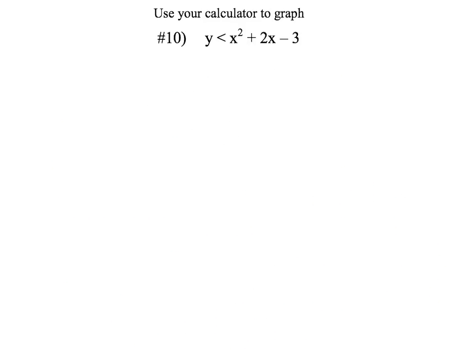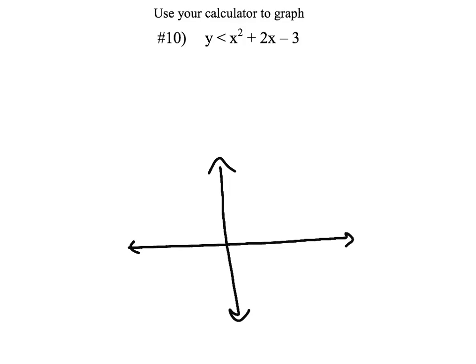Number 10, you're supposed to put this in your calculator. Ask your calculator to shade it accordingly. If you do that, you just put into y1 the equation that you see here. Then to get it to shade accordingly, I'm sure there's more than one way to do it. If you move your cursor all the way to the left of the y equals, once you get it there, keep hitting enter until you get this symbol.